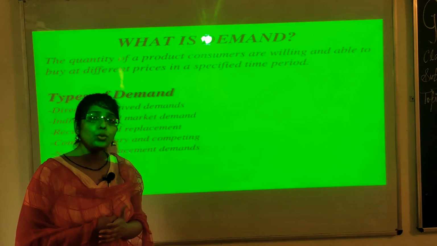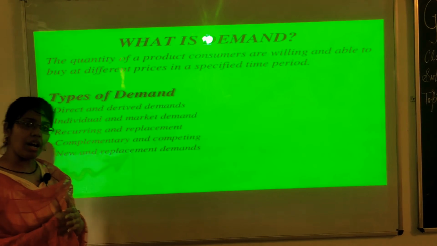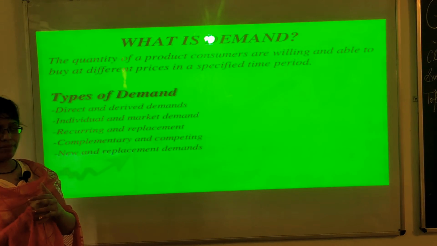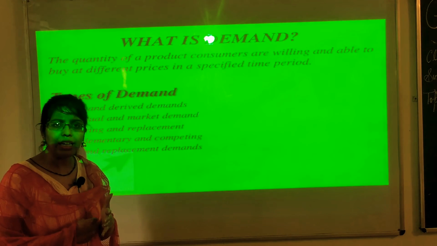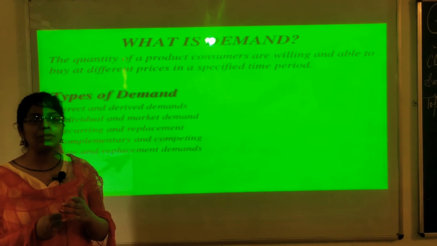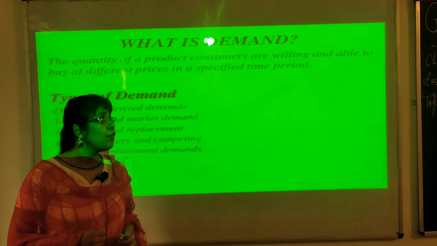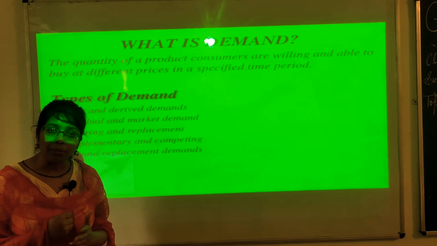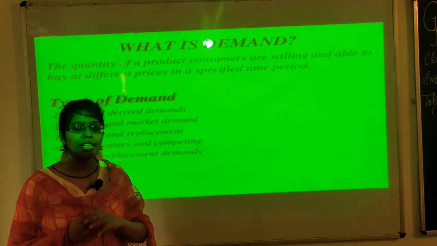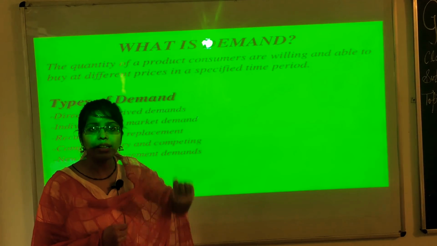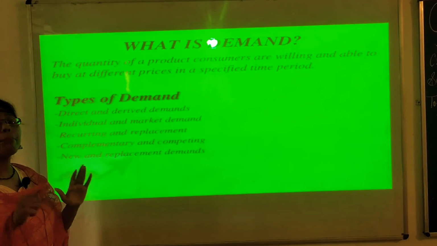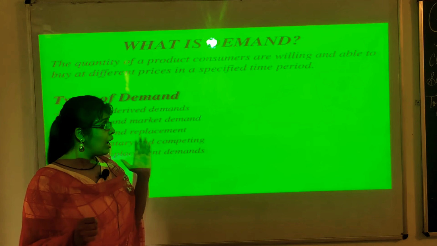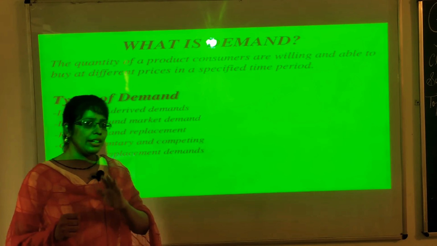That means if you are standing outside a showroom of a car and you are just willing to buy, but you don't have enough money to buy that car, that will be just a desire. But when it is backed by purchasing power, that means you have enough money to purchase that car at that specified time period, it is called demand. So I hope the meaning is clear. What is demand and what is desire?